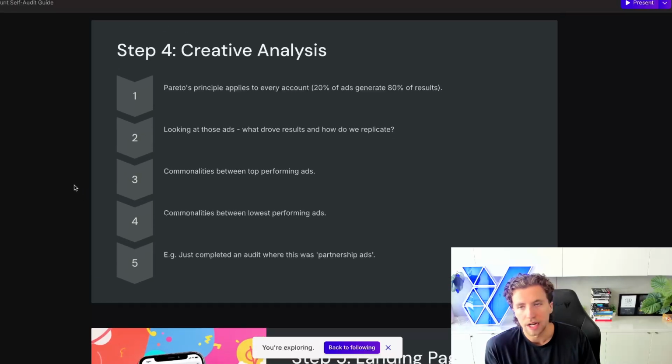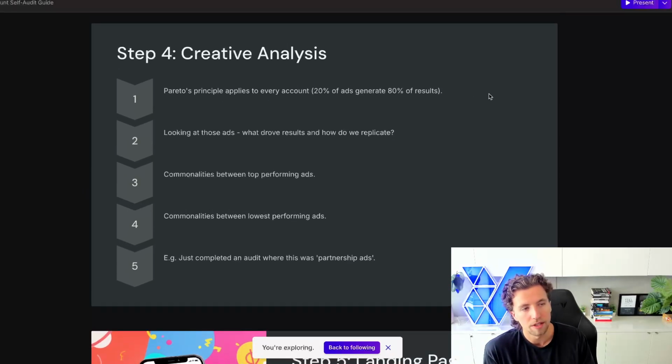Step number 4, creative analysis. Pareto's principle applies to every account, which is that 20% of ads are going to generate 80% of the results, 80% of the revenue. So look at those ads and ask yourself, what drove the results and how do we replicate that? What are the similarities that lie in these top performing ads? And generally, there always will be commonalities on high performers. There will also be commonalities on low performers.